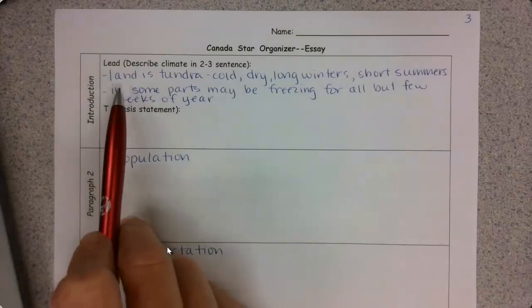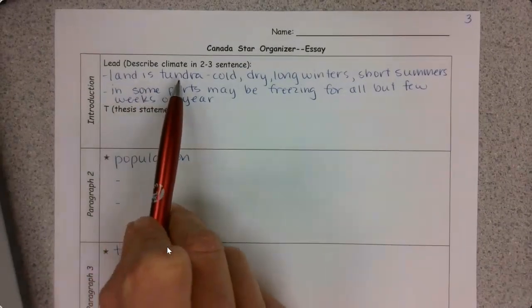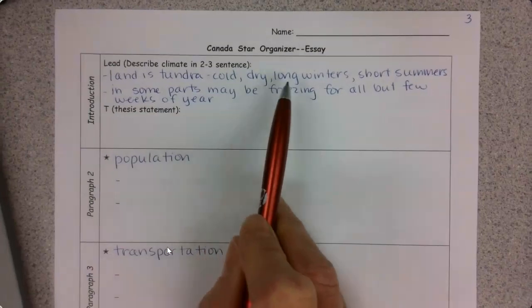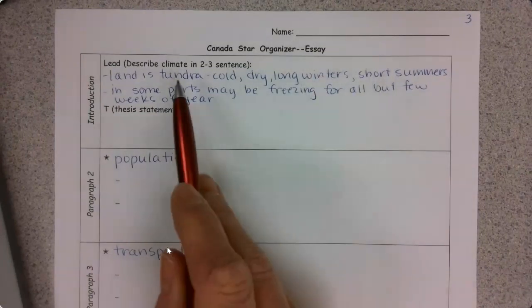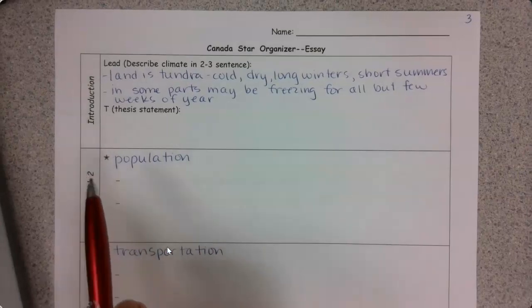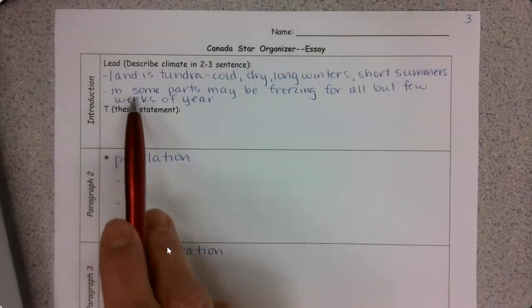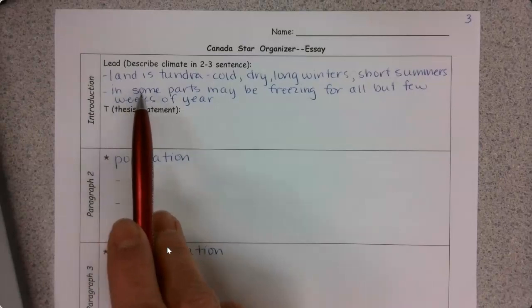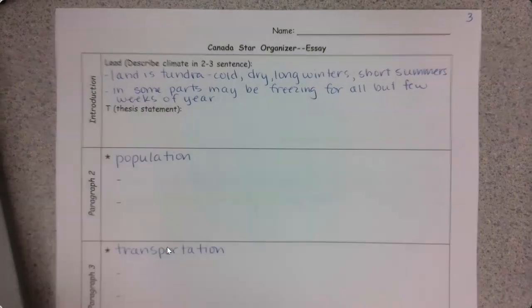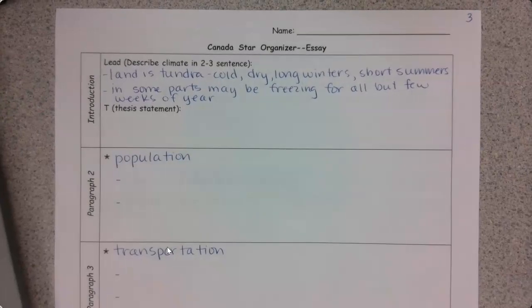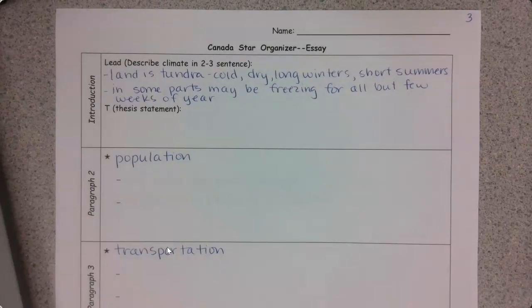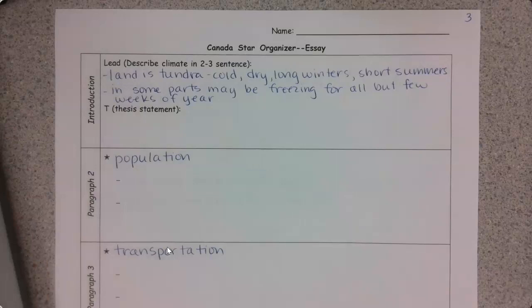I wrote that I wanted to start by explaining that the land is tundra, which is cold and dry with long winters and short summers. I know tundra is a word that I have to use in my writing. And then I went on to give a little more specific information about how in some parts it may be freezing for all but a few weeks of the year. Maybe you have even more specific information about how cold it can get. But go ahead again, pause the video and record the information about climate that you plan to use for your lead. And when you're done, resume the video.